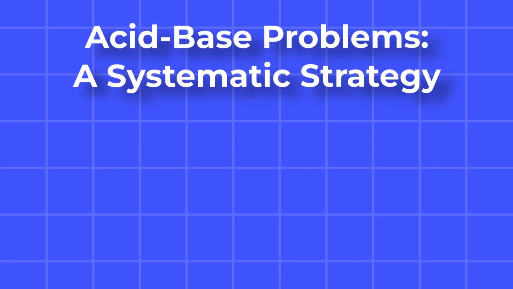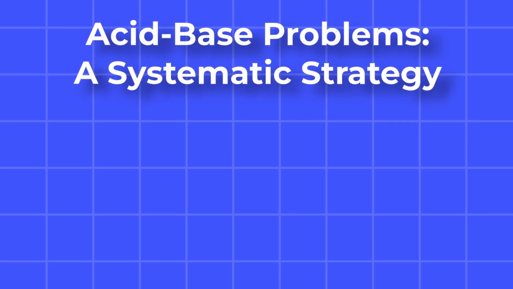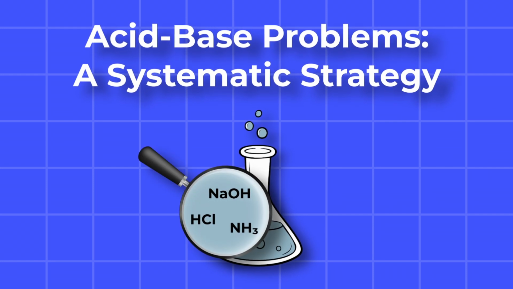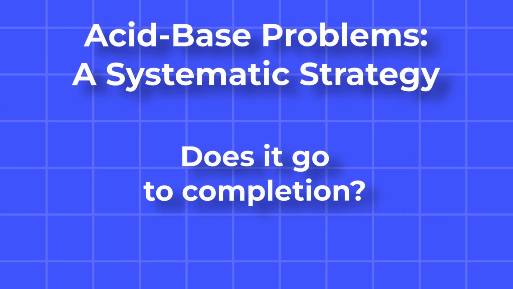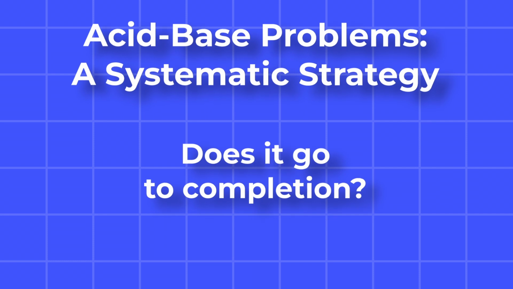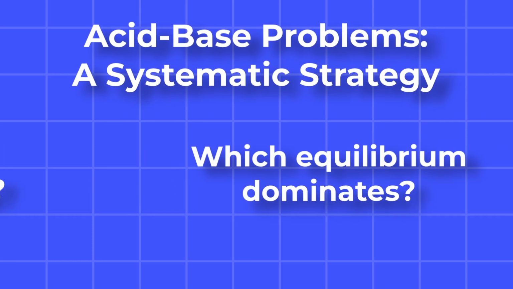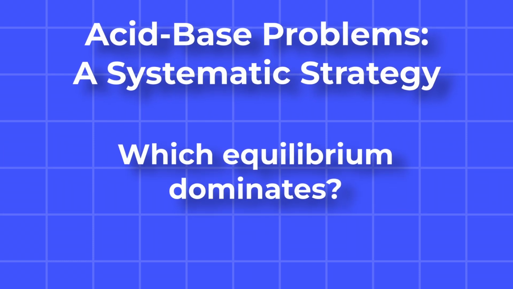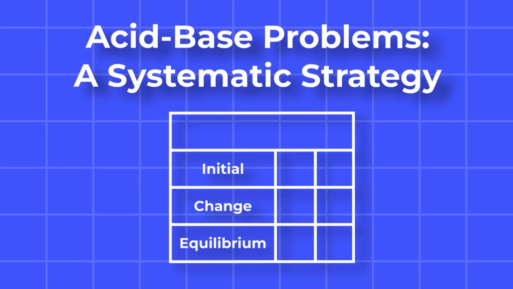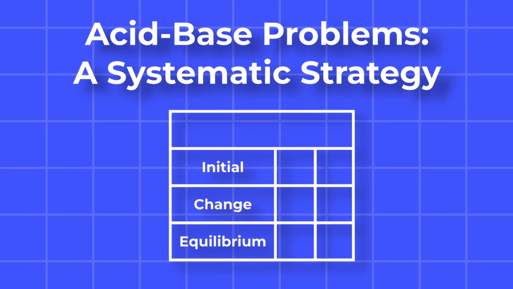In this video, you will learn a repeatable plan for any acid-base question. First, list the major species and how they behave. Next, decide whether a reaction goes essentially to completion. Then, identify which equilibrium dominates. Finally, set up a simple table if you need numbers.